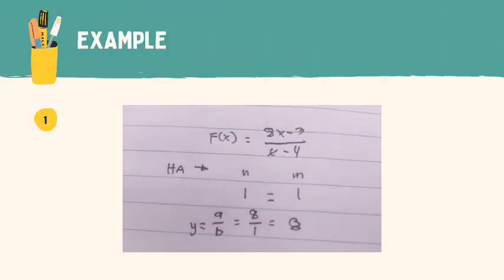To get the range of the function, simply compare the degree of the numerator and denominator. In this problem, we have x and x, so it is 1 equals 1. So it is y equals a over b, equals 8 over 1, because these are the coefficients of the first terms of the numerator and denominator. So 8 over 1 is equal to 8. The range of the function is the domain of the inverse.